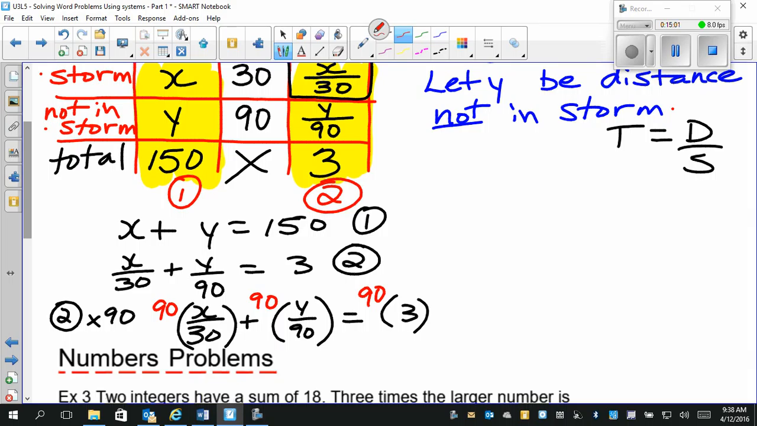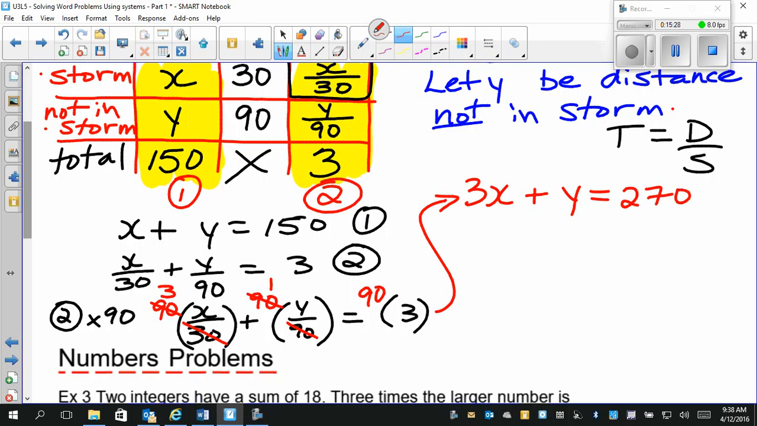So 30 goes into 90 3 times. 90 goes into 90 once. So I've got 3x at the start there, plus just a y, and then 90 times 3 is going to be 270. So I've got that equation. That's going to be my equation 3 now.